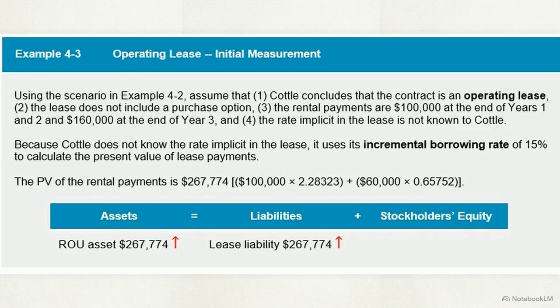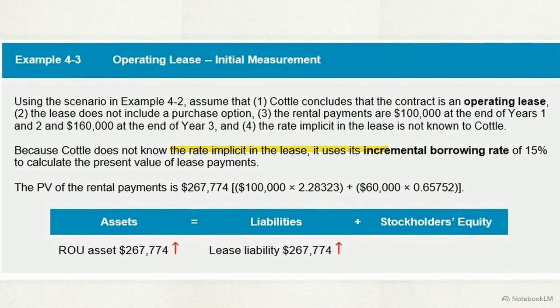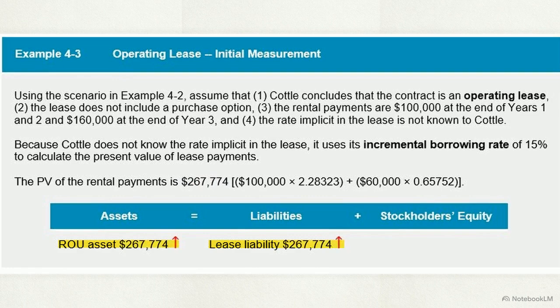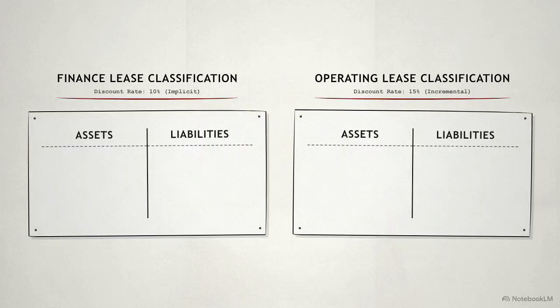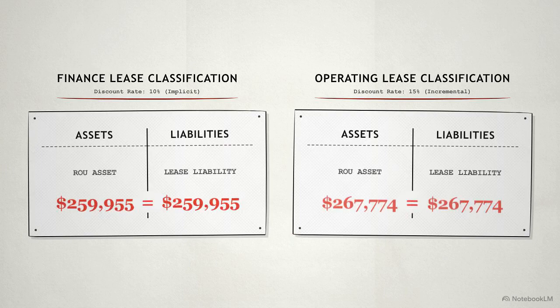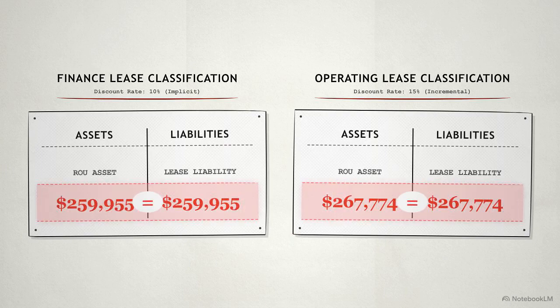Look at example 4-3 for an alternate scenario. Cottle signs an operating lease with no purchase option, and the rate implicit in the lease is unknown. Without the implicit rate, Cottle must use its 15% incremental borrowing rate. This yields a calculation of $267,774. Because no initial direct costs were incurred, the right-of-use asset perfectly matches this new liability. Despite relying on different inputs and different discount rates, the fundamental mechanical entry at day 1 remains structurally identical. Assets and liabilities scale in exact lockstep.